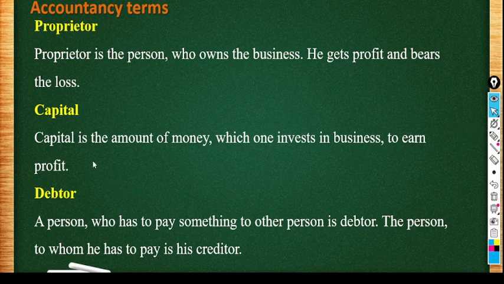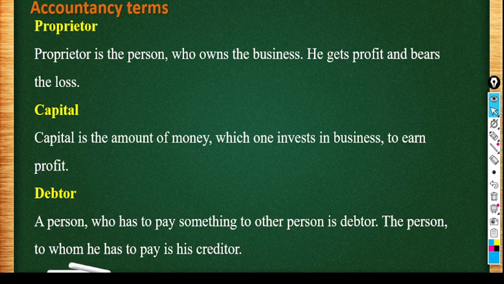So what are the accounting terminologies? First one, proprietor. Who is the proprietor? A proprietor is a person who owns the business to get the profit or bear the losses. The person who started the business and made the initial investment is called a proprietor. Normally outside we call them an owner. He bears the losses of the business, and he can take away the profit of the business when the business is getting profit.